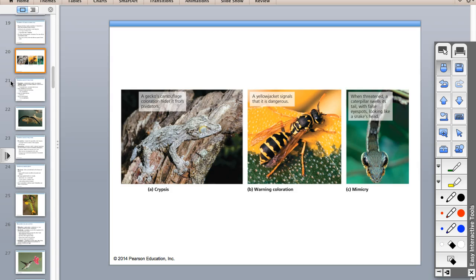And so there are certain ways to keep from getting eaten, and I'll tell you about those. Crypsis is another word for camouflage, and so here is a gecko that has kind of hidden. I saw the coolest video of an octopus, and it looked just like seaweed. I was like, oh, that's crypsis. Warning coloration, bright colors, shows that they're dangerous or poisonous. Mimicry. This is actually a caterpillar that looks like a snake.